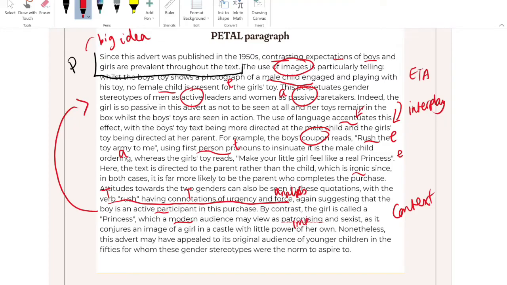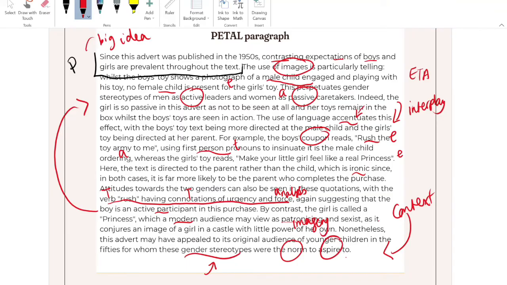The use of imagery in terms of calling the little girl a princess, but then also, once again, really thinking about, but would it have appealed to the intended audience? And the answer is yes. In the 1950s, these gender stereotypes were normal and they were aspirational.